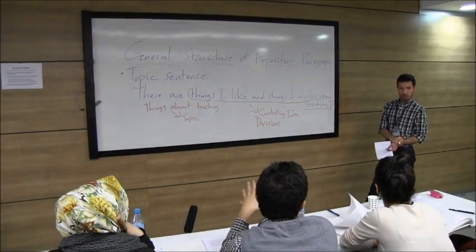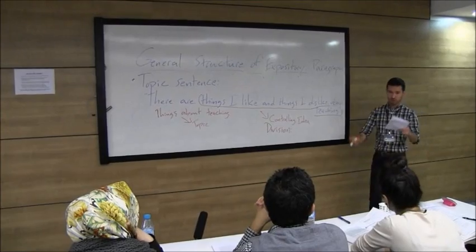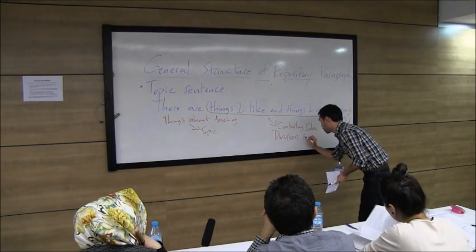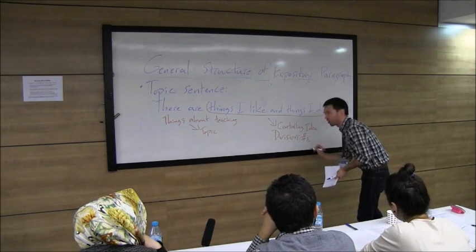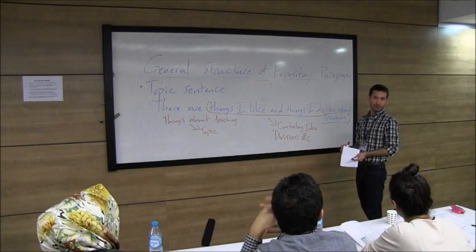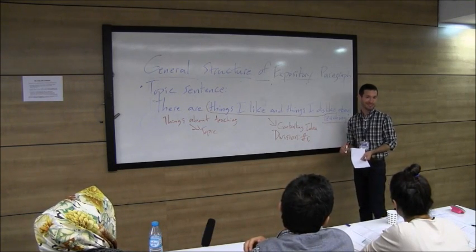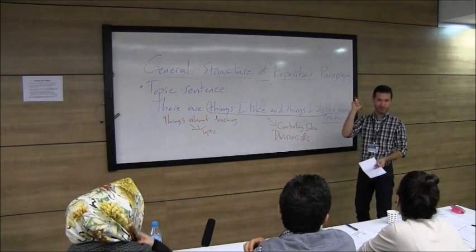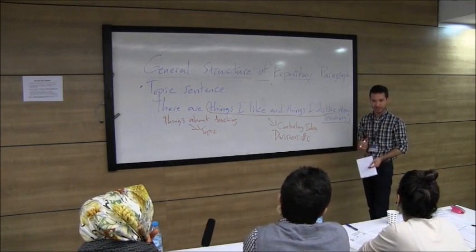Now, what kind of signals tell us? Things I like. Things I dislike. So here, if we give two things, like, dislike, if we see numbers, if I say, there are only 2 things I like about teaching, well, I know that I'm going to separate that into reason 1 and reason 2 that I like teaching.